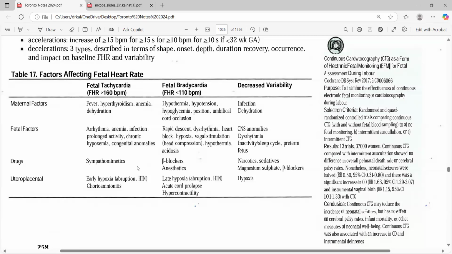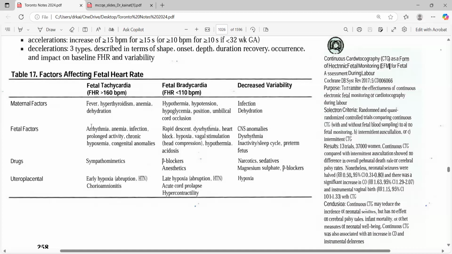That's very, very important, especially talking about tachycardia. You can remember the maternal causes, how they got the tachycardia: if you have fever, infection, anemia, dehydration, you do get tachycardia. When do they get bradycardia? When they have hypothermia, hypoglycemia, hypotension, like everything is low, in that case you go for bradycardia. Variability is reduced when there is infection and dehydration, like before it was tachycardia, now later on bradycardia.